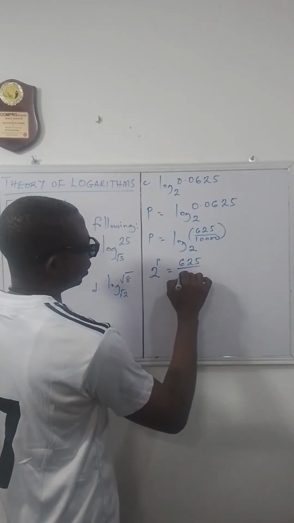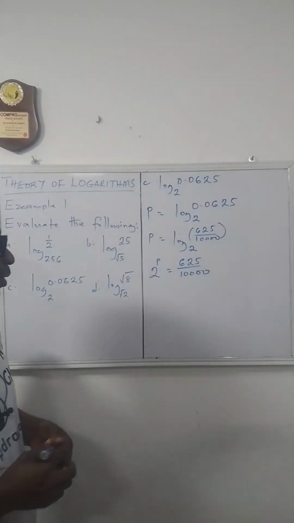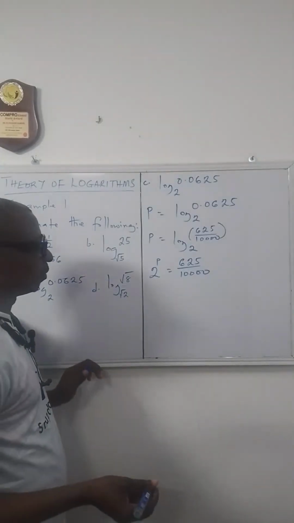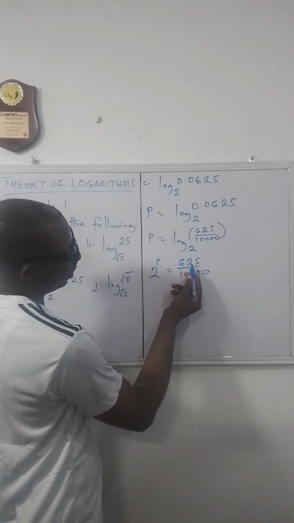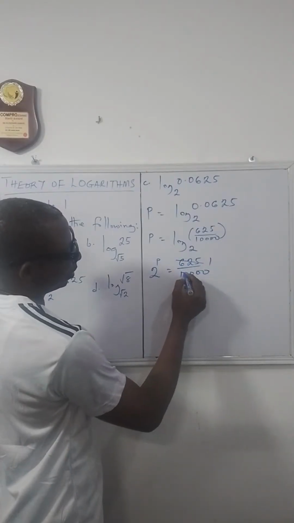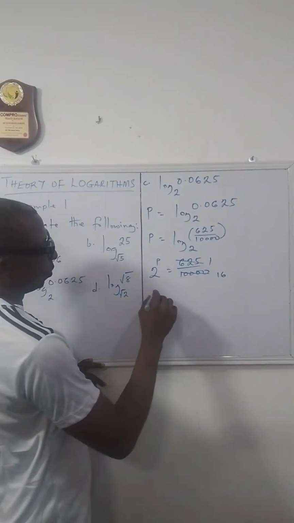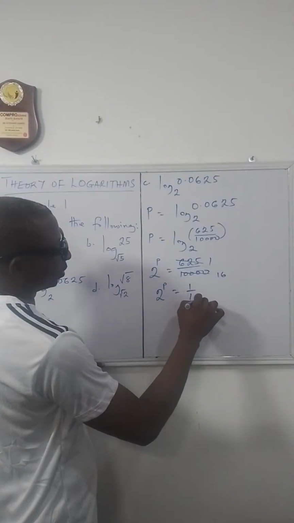625 over 10,000. Okay, so what do we do next? So we find a way of simplifying this. All right, so now the number of times 625 goes here is 1. Here should give you 16. Okay, so we have 2 raised to the power of P equals to 1 over 16.